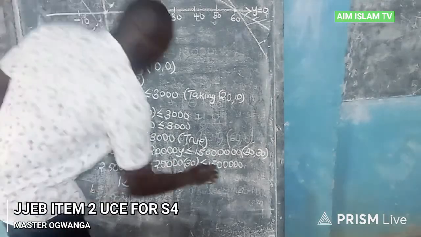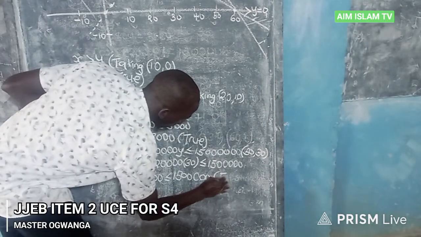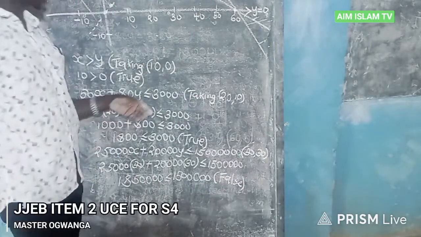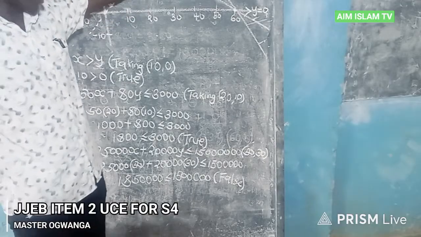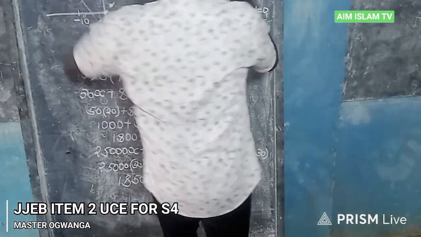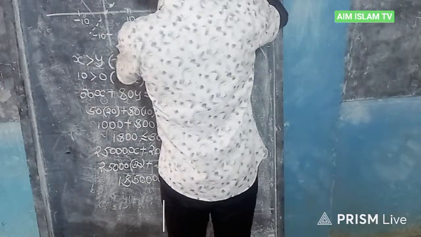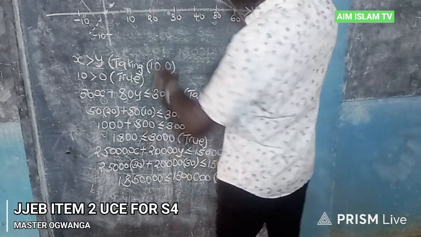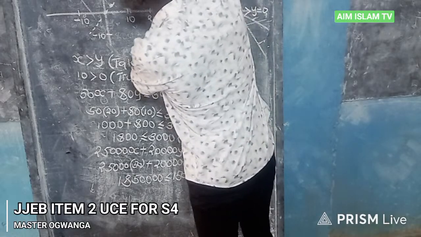You will realize the answer is a no, meaning this side is not true. This one here will act as the false. And we say that the false side, we only shade the side where the point was taken from, meaning this time this part is this side.